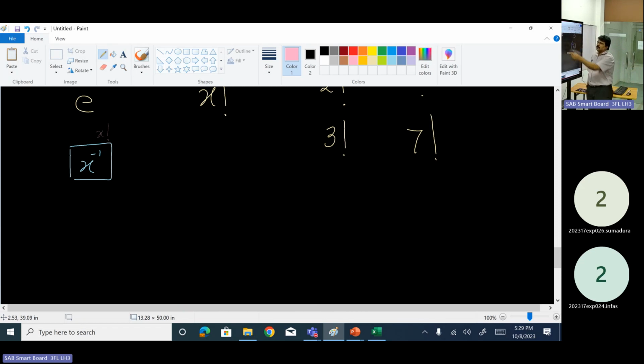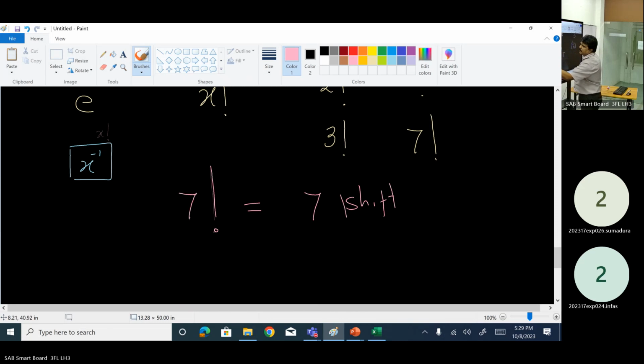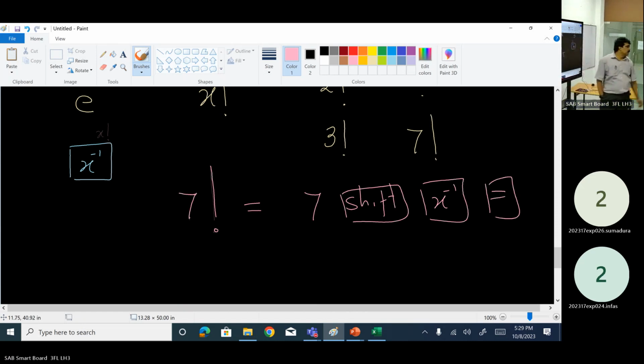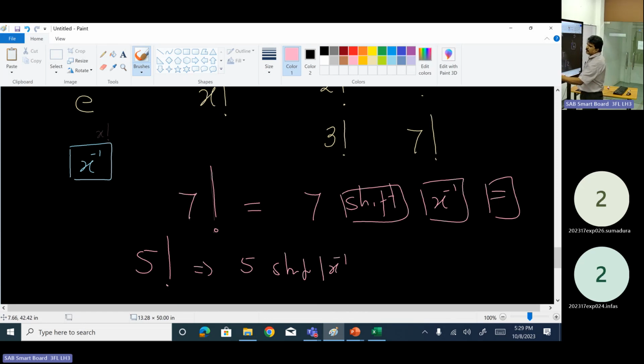Okay, now suppose we want 7 factorial. What is the key combination we go for to get this? You put 7, then shift, X inverse, equal. So you get the value. Seven shift X inverse equal. You get the answer. Right? Say we want 5 factorial. So 5 shift X inverse equal. Are we ready?